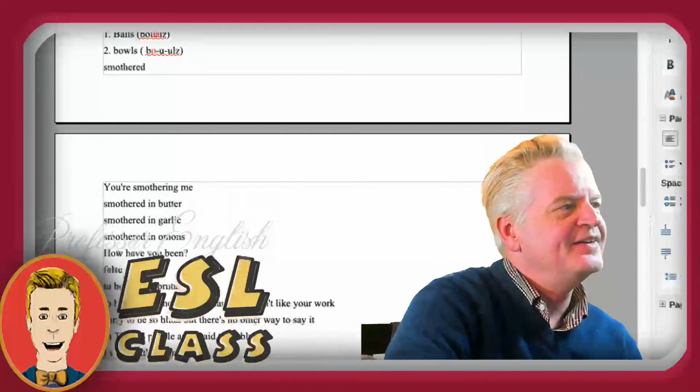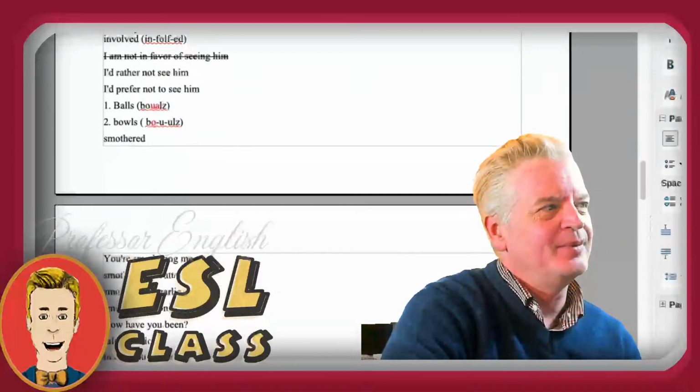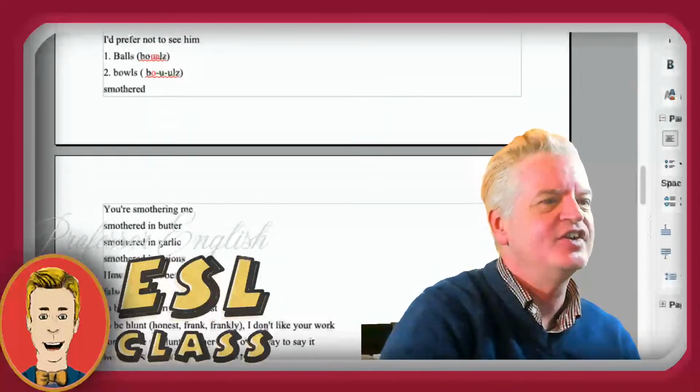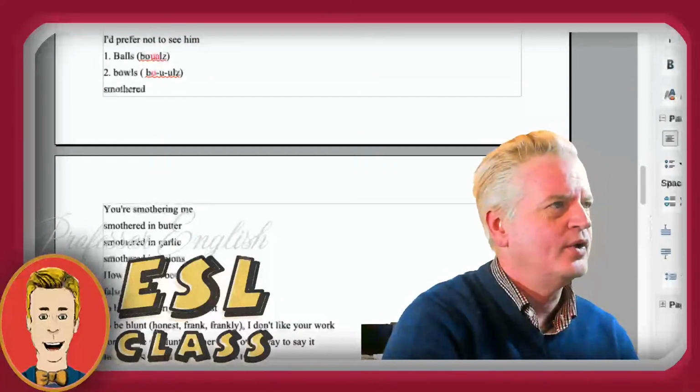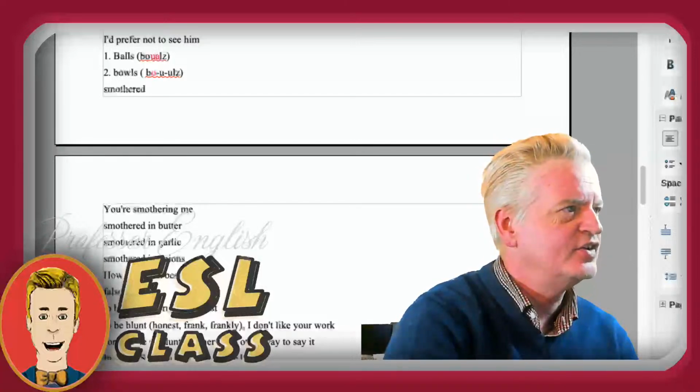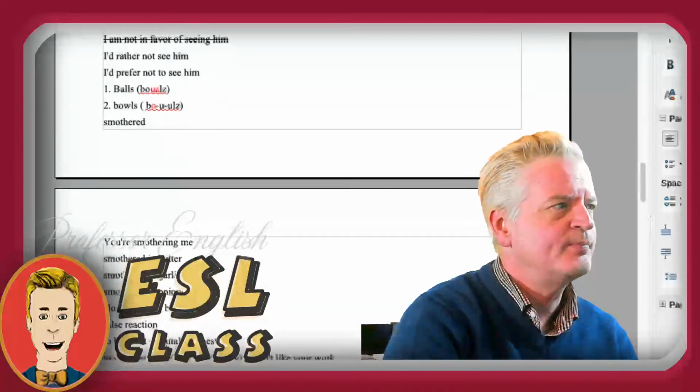Okay. So that's actually pretty difficult for a lot of people to distinguish the difference. What do you think? Is that a word that you have trouble with, or you have trouble understanding the difference between the pronunciation of these two words?